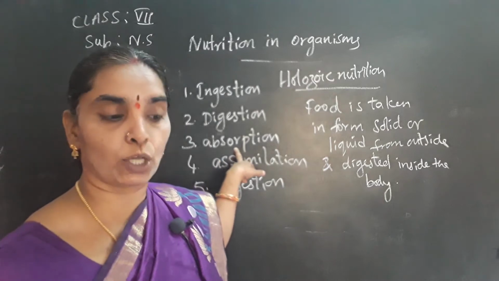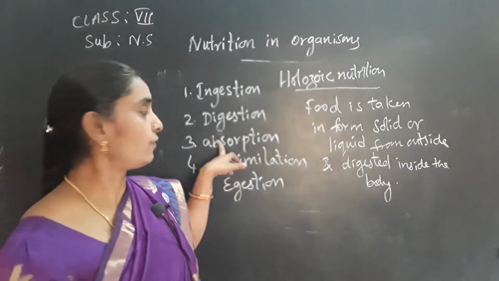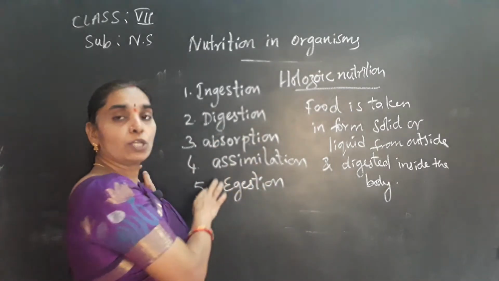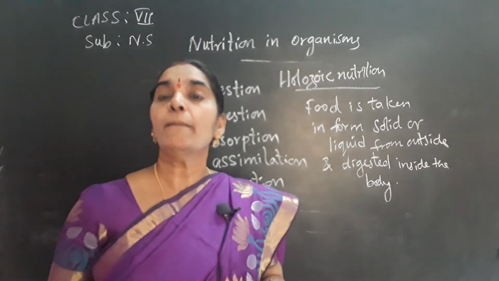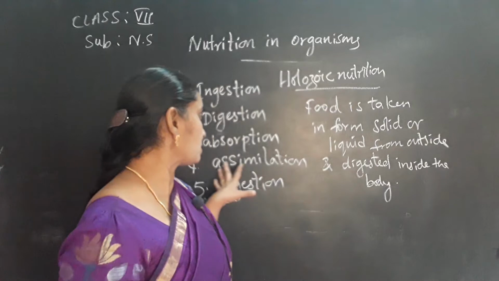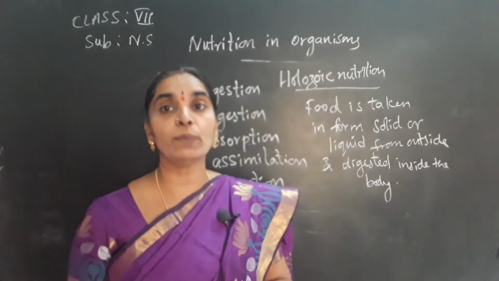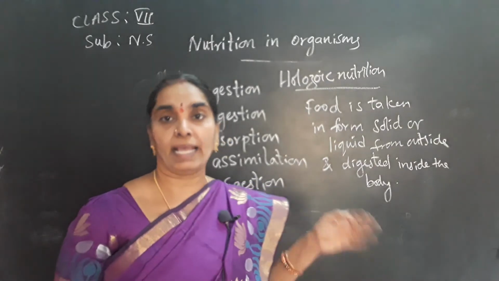Next, assimilation. After the transfer of the food into the blood during absorption, it becomes part of the body. The nutrient becomes part of the body. That is called assimilation. Next, egestion. Excretion, or the removal of the waste material from the body, is called egestion.